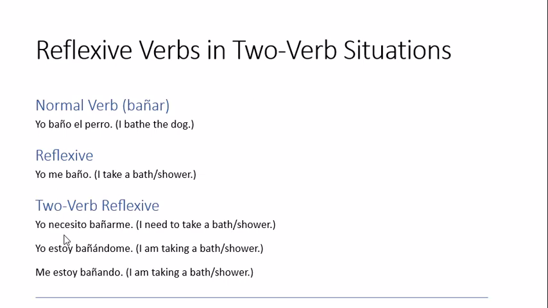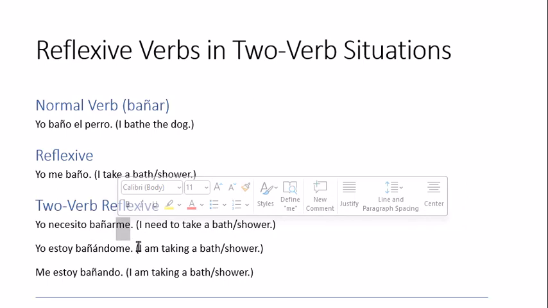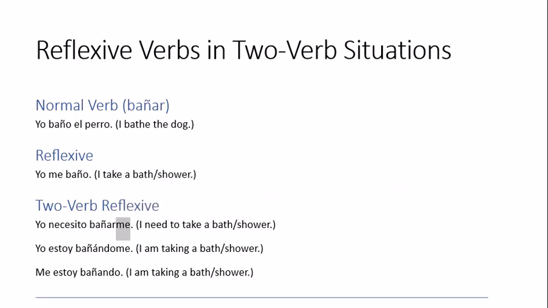So let's take a look at needing to do something, right? So I need to take a bath. So yo necesito, I need. And if we break this down, bañar by itself means to bathe, right? So I need to bathe. But when we make it reflexive by putting the reflexive pronoun at the end, now it's I need to take a bath or a shower. So yo necesito bañarme is how we do that.